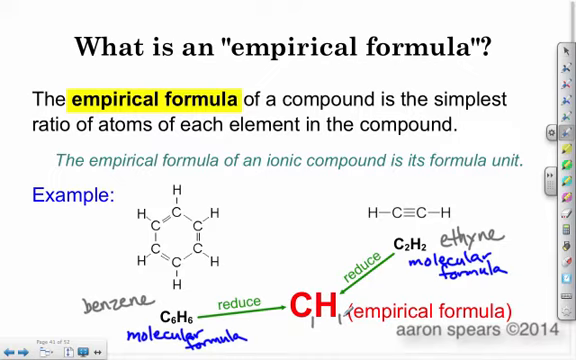I'm going to make a quick note here before we move on that sometimes the empirical formula and molecular formula for a compound are one and the same. It just kind of depends upon what the data gives us.